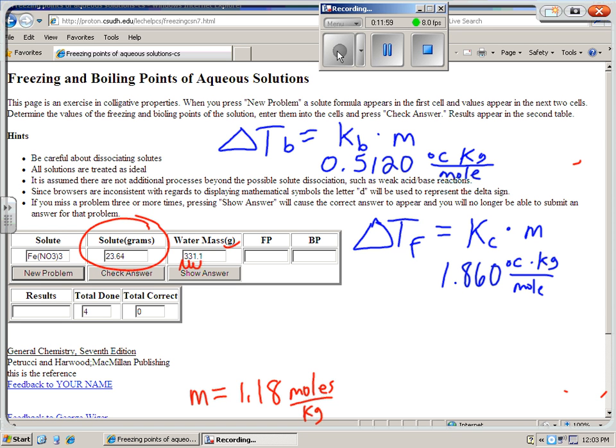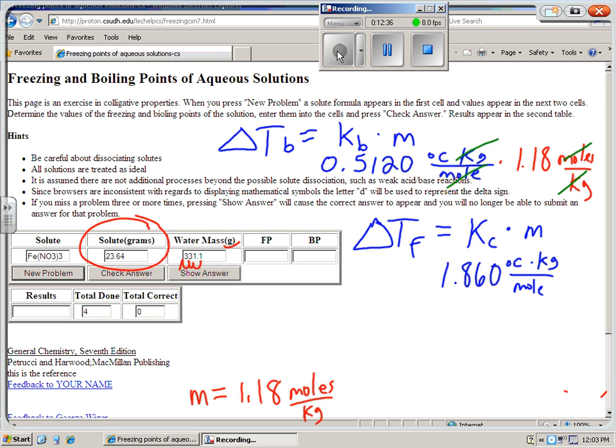And so if I take the molality now and multiply it by the constant, I get the change in the freezing point. And so the constant 0.5120 degrees C kilograms per mole times 1.18 moles per kilogram, you can see that the moles on the top and bottom, kilograms on the top and bottom, gives me degrees Celsius, which is the change in the temperature. So this is not the actual new temperature. This is the change in the temperature.